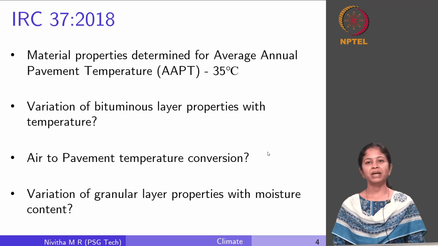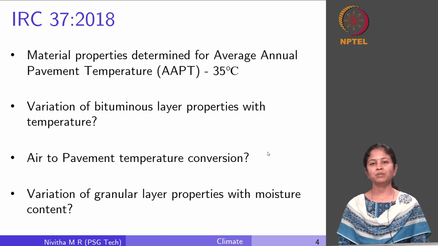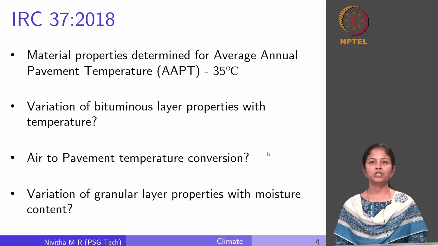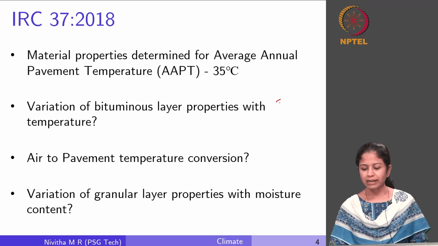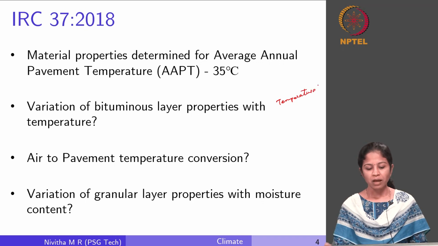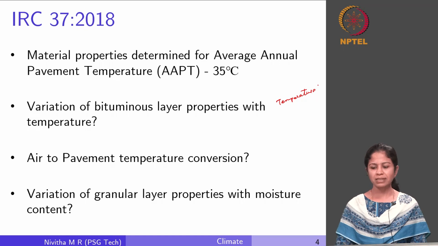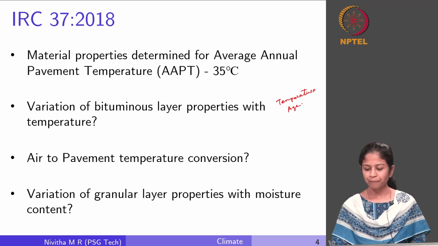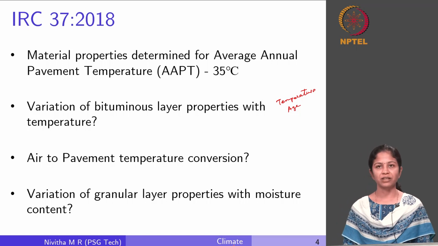Now we know that we have bituminous layer and then we have granular layer also, which are present in our pavement. The bituminous layers will be subjected to the influence of temperature. In the previous lectures, we have seen that temperature is the major factor which influences the variation of bituminous layer properties, and this also varies with the age, right. So this we have seen in the previous lectures.